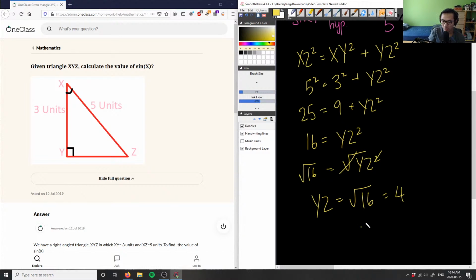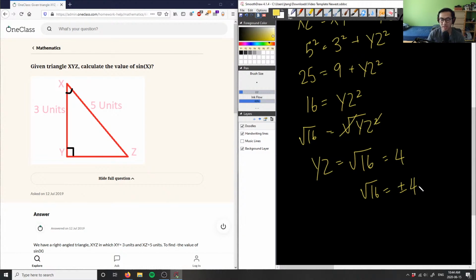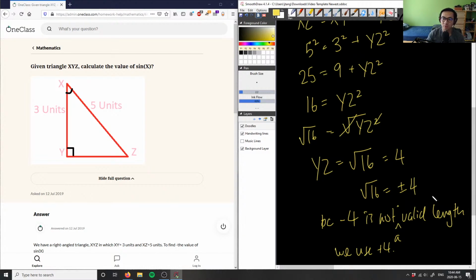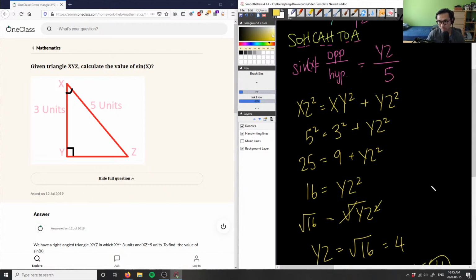So yz is going to be equal to the square root of 16, which is going to equal 4. In this case, it's technically root of 16 is equal to plus or minus 4, but a negative value would not make sense, right? Because how do you get a negative length in our triangle? Because negative 4 is not a valid length, we use positive 4. So we neglect this value and say that this is only equal to 4.